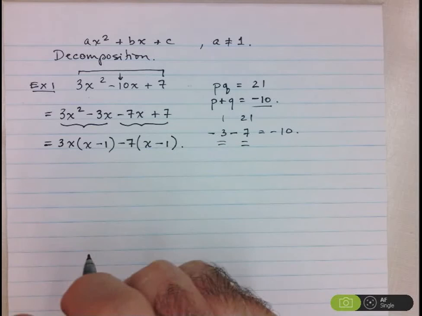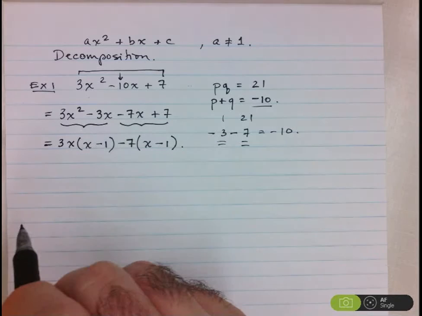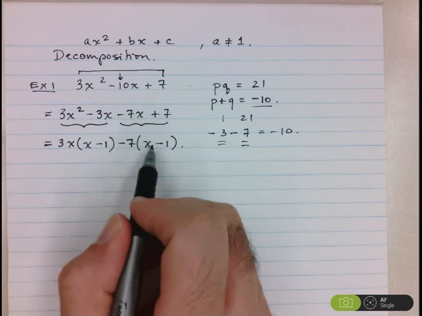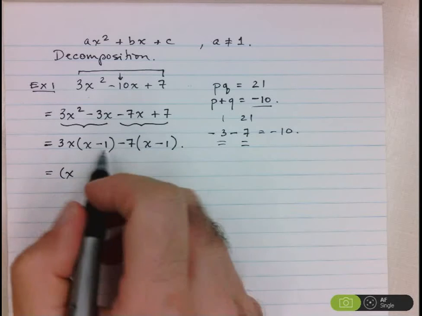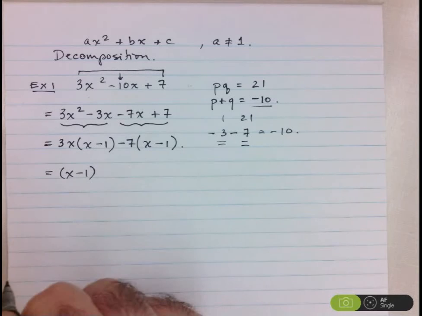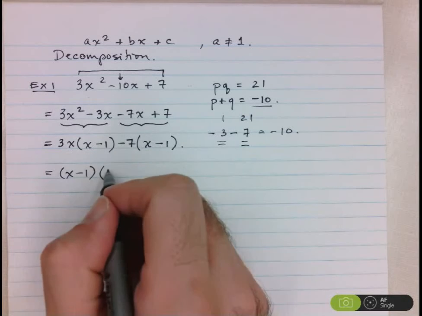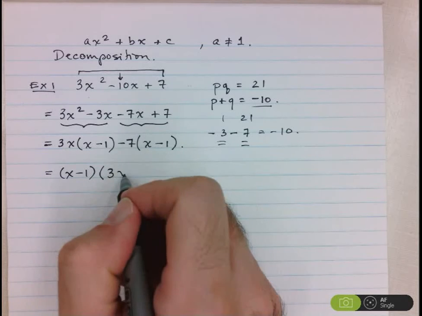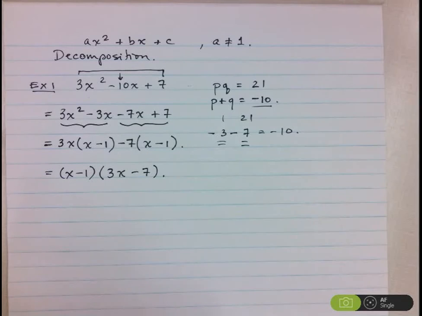And here we see why this works, because once I've done this double factorization using common factors, I see that there's a new common factor of x minus 1 from both expressions to the left and right of the subtraction. So I can take out the common factor of x minus 1, and I'm left with 3x, and then from the second expression I'm just left with -7. Okay, and there we go, that's our factorization.